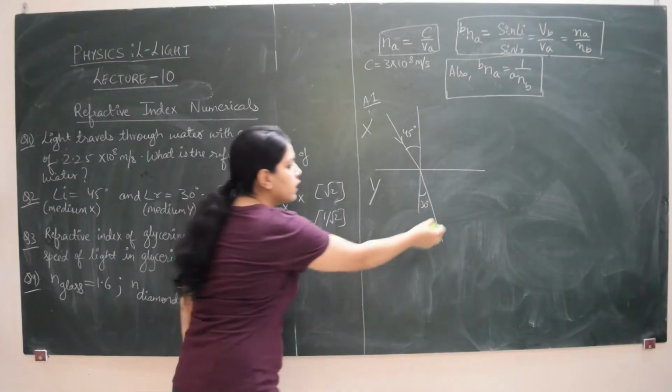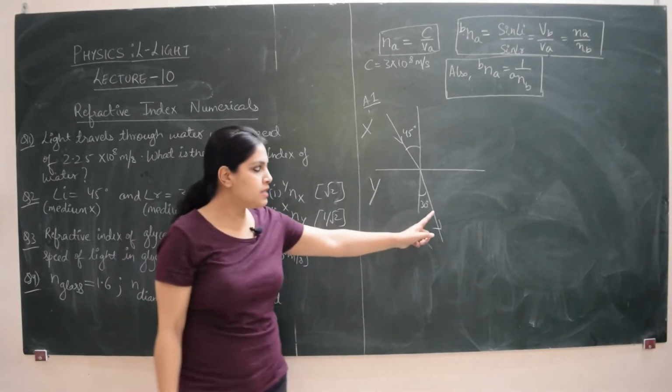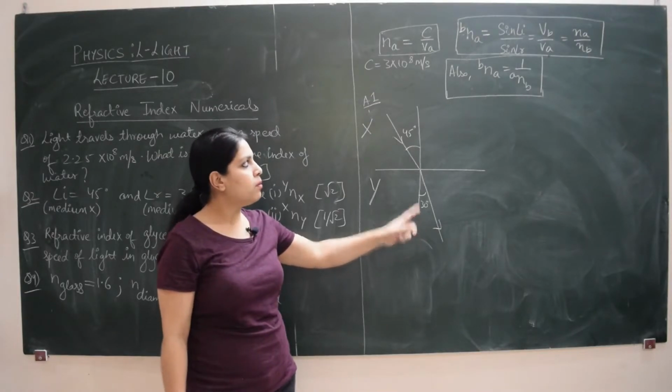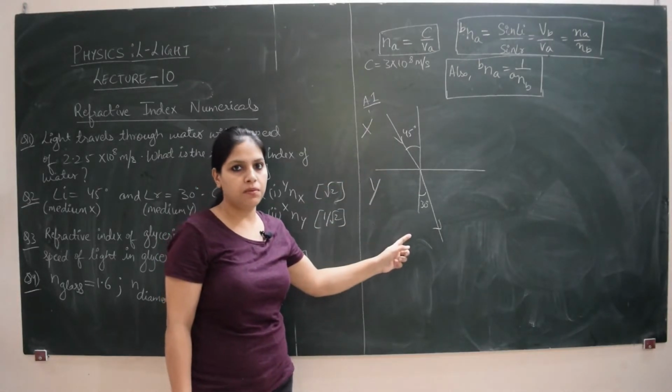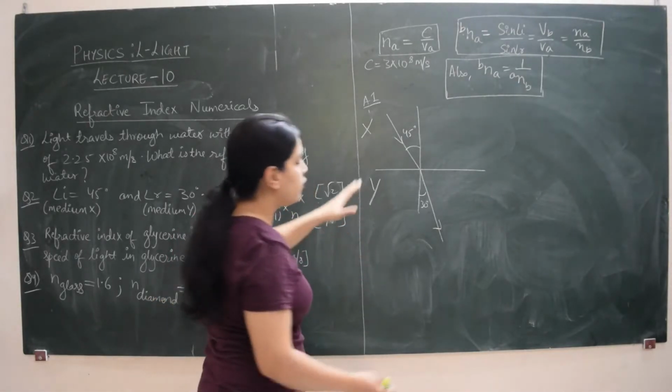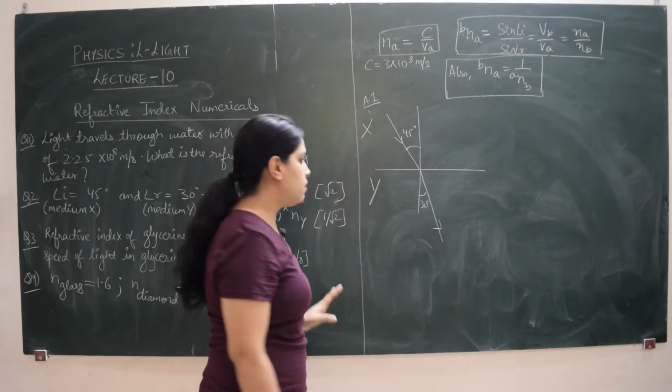So what can we conclude from here is that the ray is basically bending towards the normal, which simply implies that we are moving from a rarer medium to a denser medium. So with the help of the given values, we can conclude that out of the question, we are moving from rarer to denser medium.